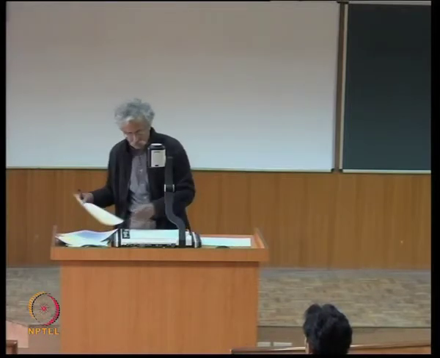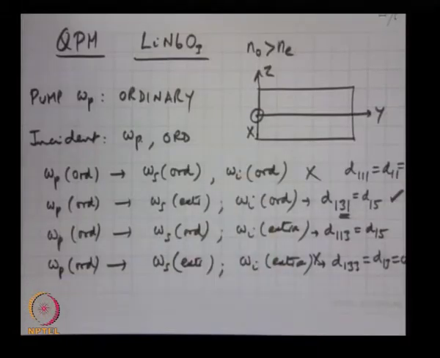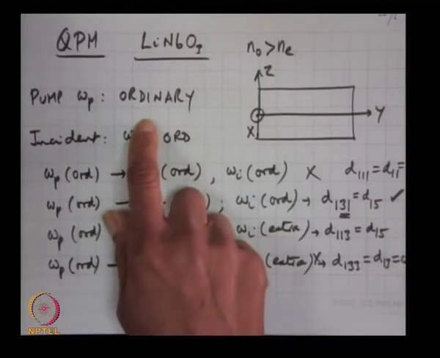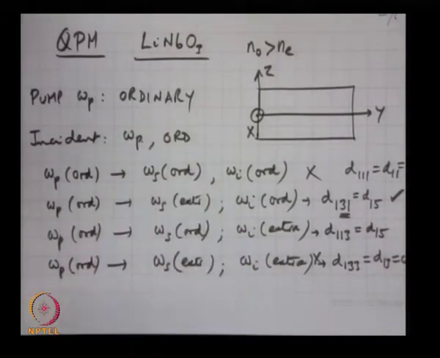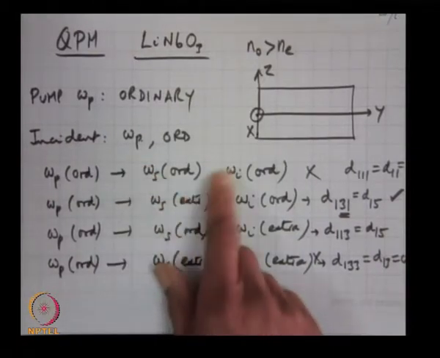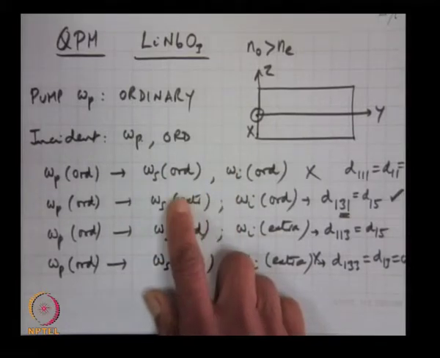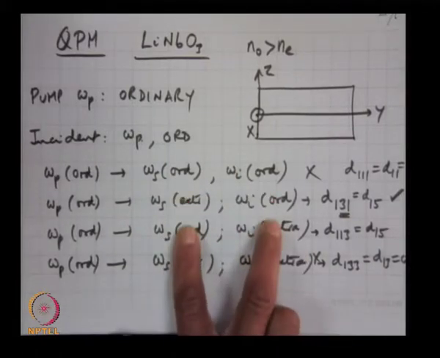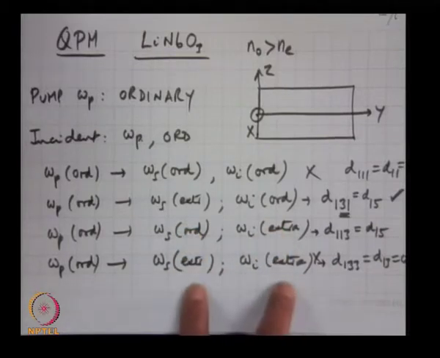Let me recall what we were discussing last time. We started looking at the following situation where the input pump is an ordinary wave polarized along the x direction and propagating along the y axis in lithium niobate. Then we found out the possibility of generating a signal and idler pair which are ordinary, ordinary, or extraordinary, ordinary, or ordinary, extraordinary, and extraordinary, extraordinary.